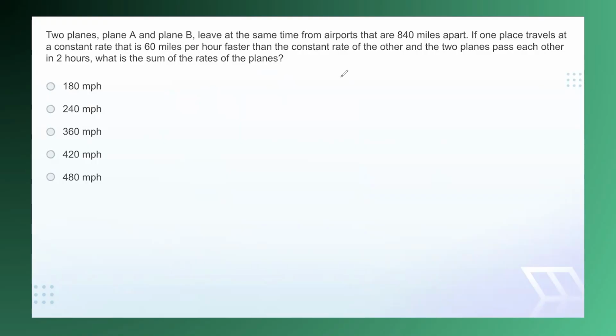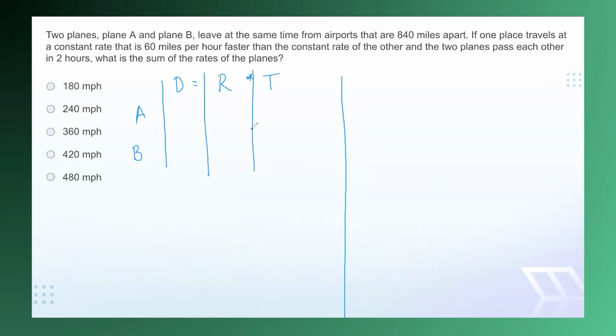Again, pause if you want to try on your own. We'll do the standard method first. Setting up our rate table to get us started, distance equals rate times time, with rows for plane A and plane B. Okay, in this problem, we know that time for both planes is 2.